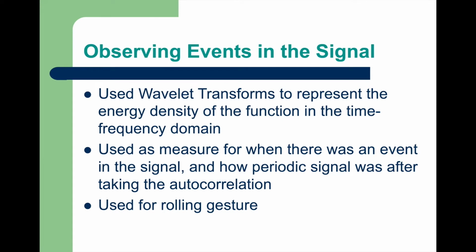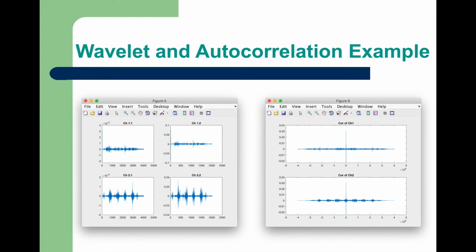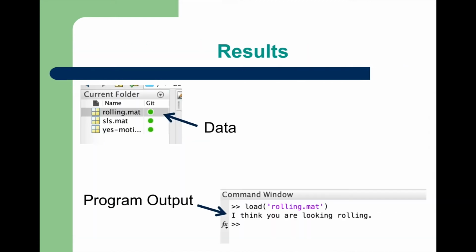Observing different elements, so we use a wavelet transform in order to get the energy spectral density of the function. This was then used in order to see how periodic the function was using autocorrelation, and this was used for the rolling gesture. As can be seen here, we take the wavelet transform and we get the wavelet outputs of the third and fourth coefficients, and we use the autocorrelation to see if the gesture is periodic or not. Again, this was used for the rolling.